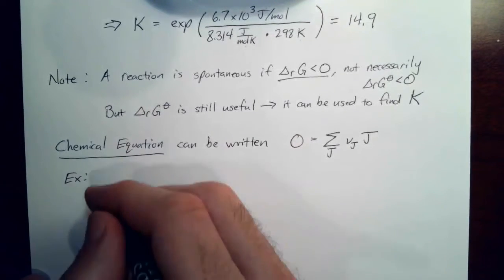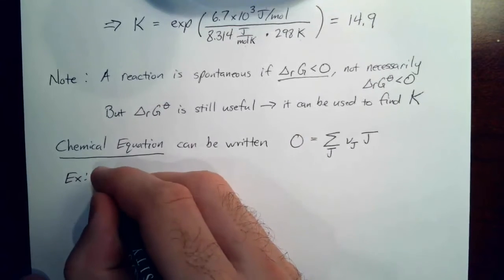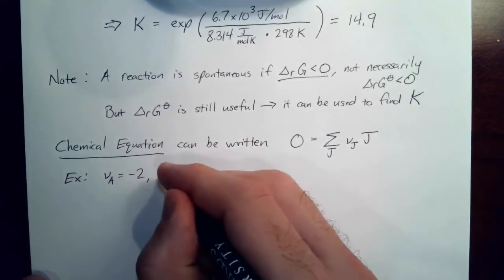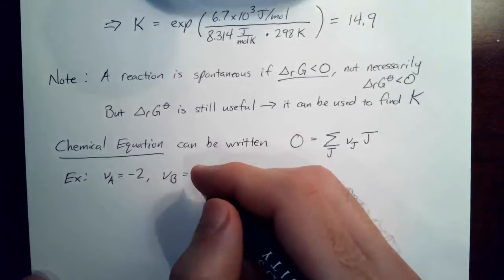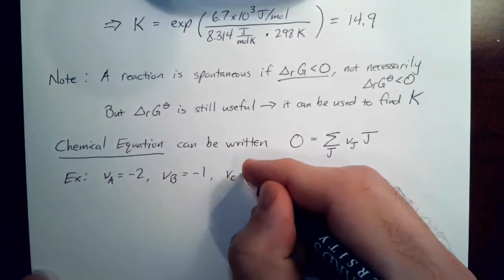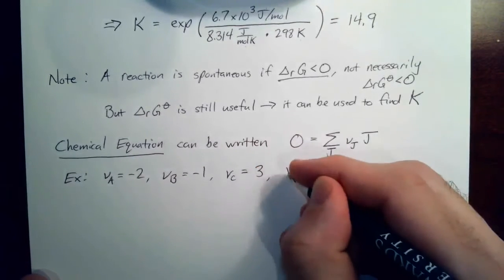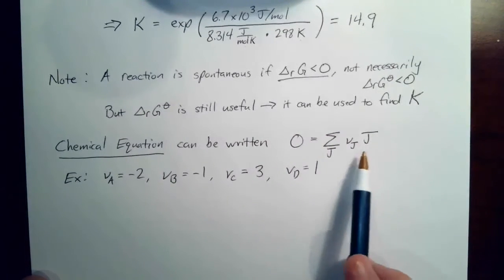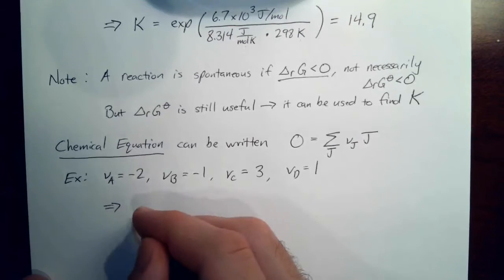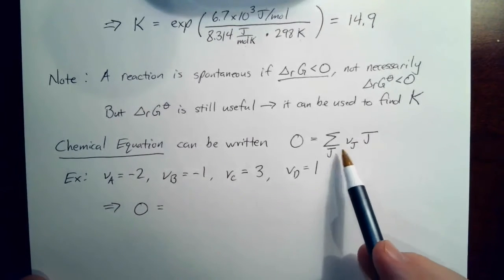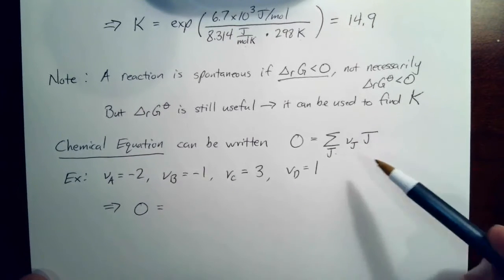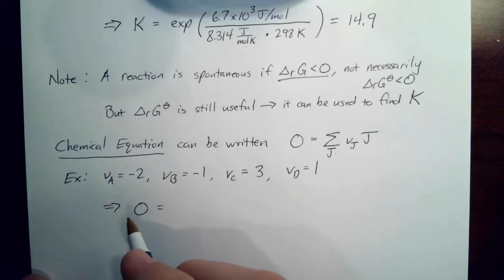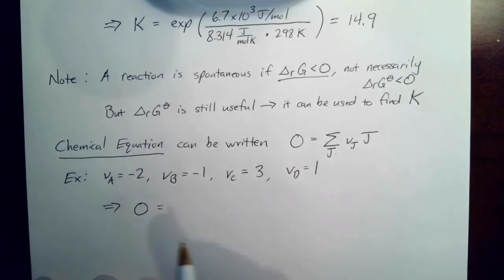So let's say we have 4 species, A, B, C, and D, and we have the stoichiometric numbers. For A is -2, for B is -1, for C is 3, and for D is 1. So let's just plug those in here and see what we get. So left-hand side is 0. The right-hand side is going to be the sum of each of these times the symbol of the species that they are representing, the stoichiometric number for.